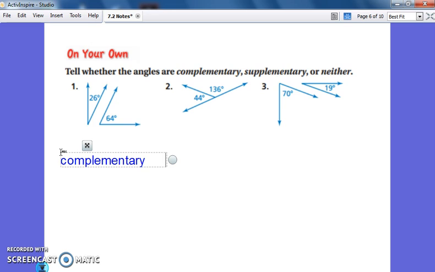Number 2, if you're going to add 44 degrees plus 136 degrees, you should get 180 degrees, which is supplementary. And lastly, number 3, 70 degrees plus 19 degrees is going to give you 89 degrees, so that's neither supplementary nor complementary.